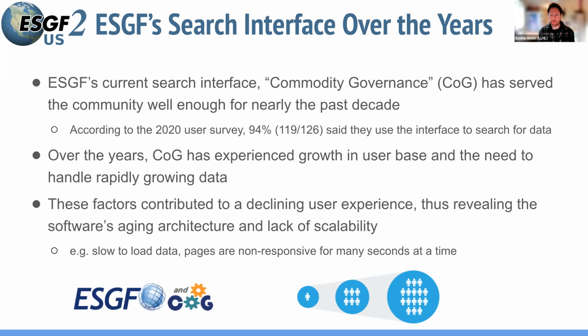There has been large growth in the user base, and CMIP6 has grown rapidly as it's progressed. And we think the user experience has declined, with issues from the software's aging architecture and lack of scalability. One issue in particular is that it's slow to load data, that is the search results, with non-responsive pages. So that's something we definitely want to address. Another thing to point out is that it's an old architecture. We'll get to that.